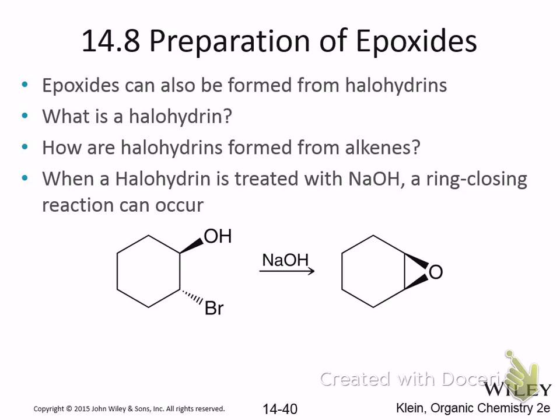The other way that you can make epoxides is through halohydrin formation. And if you remember what halohydrin formation is, a simple alkene, Br2 and water, and that forms the halohydrin.